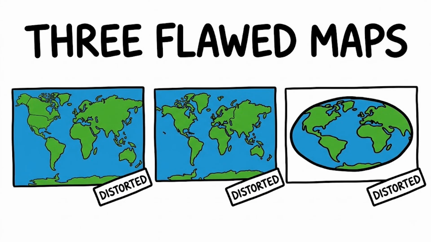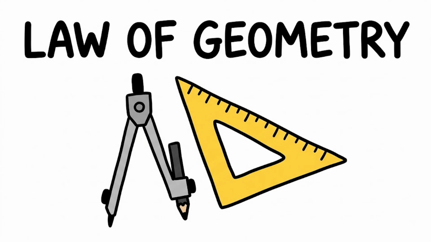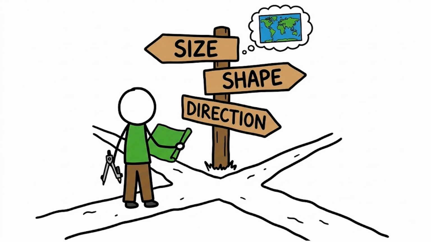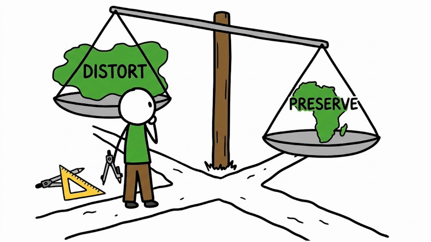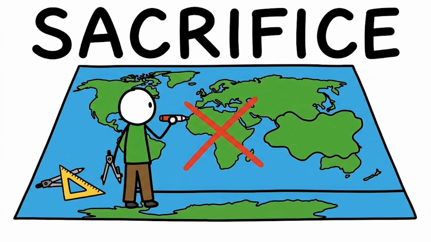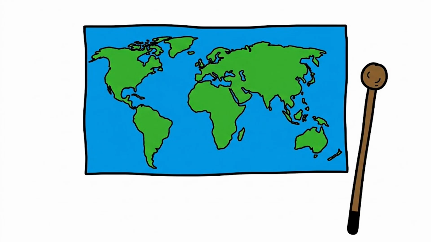This means every single flat map of the world that has ever existed or ever will exist must distort something. It's not a matter of skill or better technology. It's a law of geometry. Every map is forced to choose what to lie about. So the real question becomes, what does a mapmaker choose to distort, and what do they choose to preserve? Because you can't keep everything accurate, you have to sacrifice something. And the most famous world map, the one that hung in your classroom, made a very specific choice.